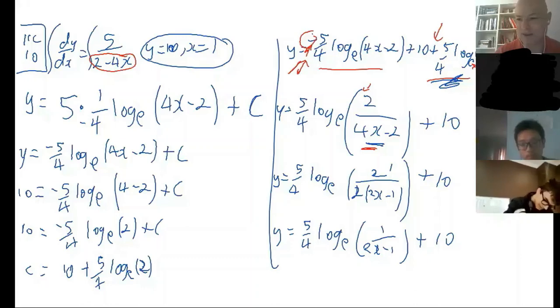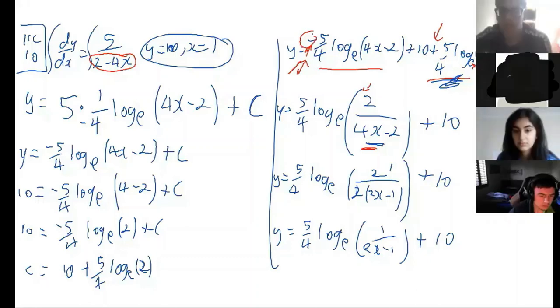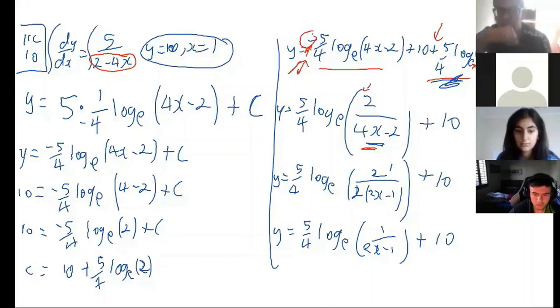Someone's having issues. All right, the answer says y equals 5 over 4 log e of 2 over 2x minus 1, bracket, plus 10. So this one, this top line here.